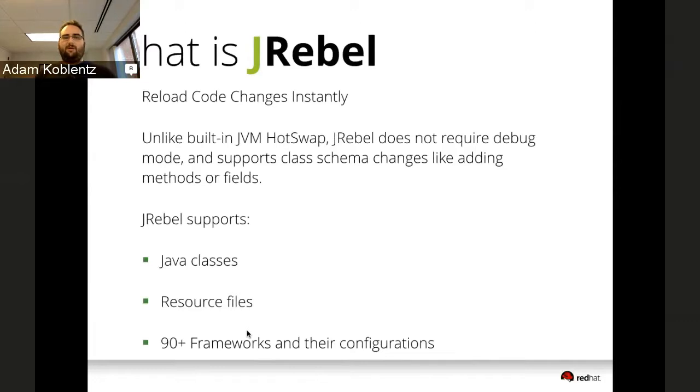Like I said before, what is JRebel? It lets you reload code changes instantly. So you may be thinking that the JVM already has something like this. It's called hot swap. But unlike hot swap, JRebel doesn't require you to be in debug mode. It also supports changing your class schemas, adding new methods and fields, and we support Java class file changes, resource file changes, and we also have integration written for over 90 frameworks and their configurations.